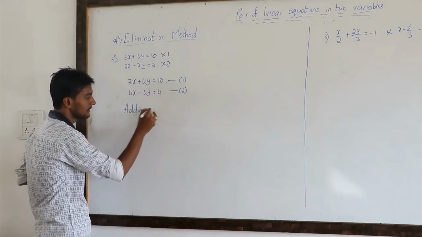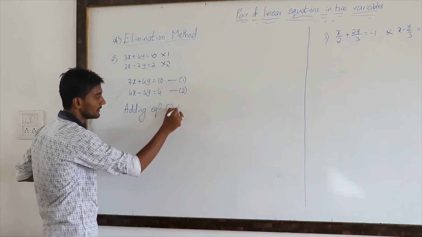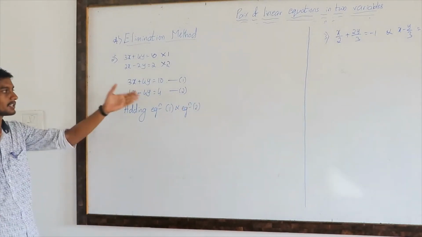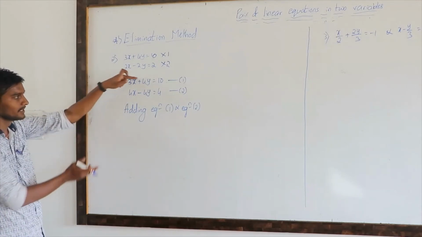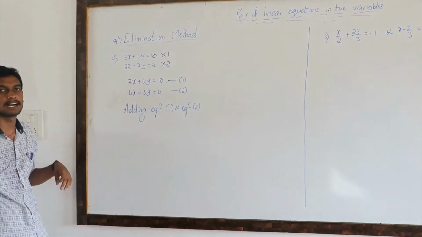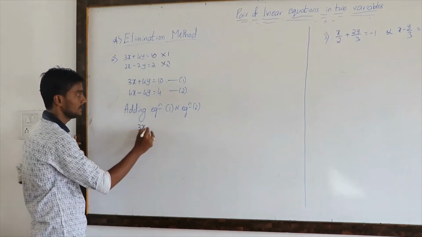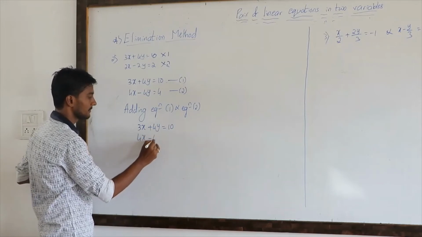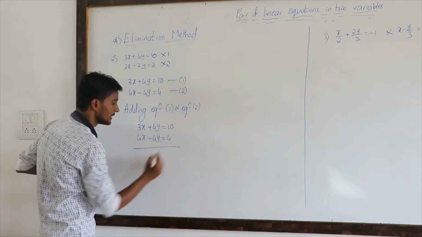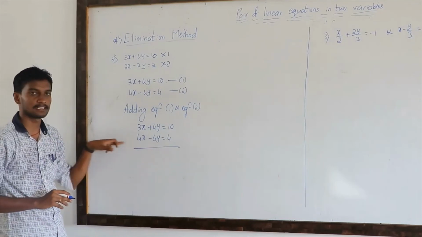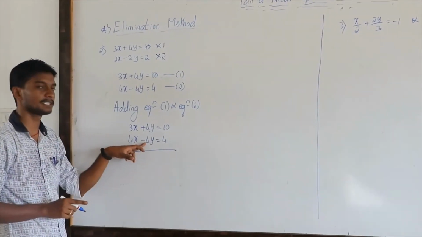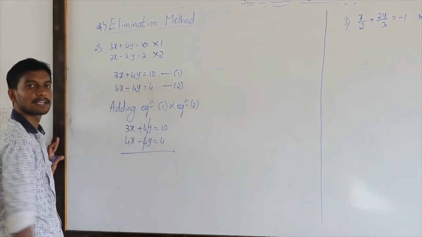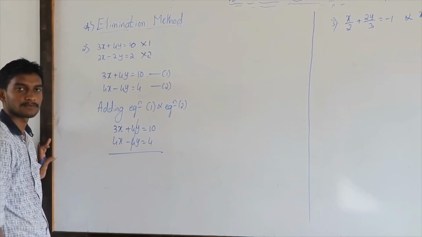adding equation 1 and equation 2. You have to add both equation 1 and equation 2. If you add them, one is plus and one is minus, so they will get automatically cancelled. So 3x plus 4y is equal to 10. 4x minus 4y is equal to 4. You are adding here, so don't change the sign. If you are subtracting, you have to change the sign. But here you are adding them, so no need to change the sign. Directly you can cancel plus 4y and minus 4y.